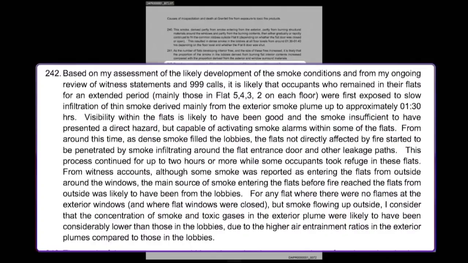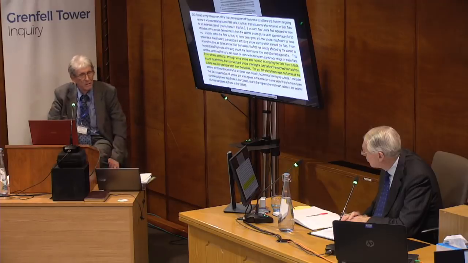If we go and look at paragraph 242, what you say there is that from witness accounts, although some smoke was reported as entering the flats from outside the windows, the main source of smoke entering the flats before the fire reached the flats from outside was likely to have been the lobbies. The lobbies, yes. So what you have is a statement that a two-bedroom flat is more vulnerable because it's got a greater area exposed to the outside. Yeah. But at paragraph 242, a statement that certainly until the fire reaches the flat. I don't think there's a contradiction there at all. Can I explain? Well, yeah. Could you explain why you don't think that?